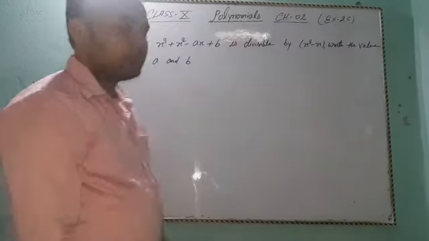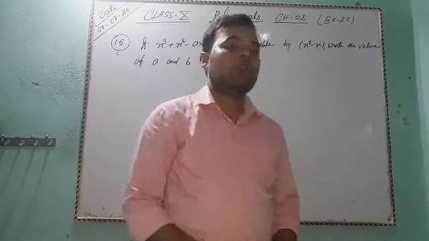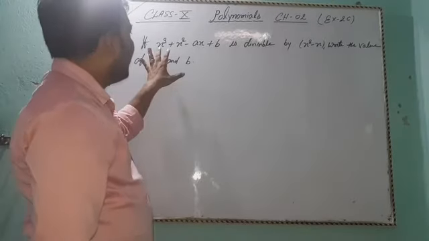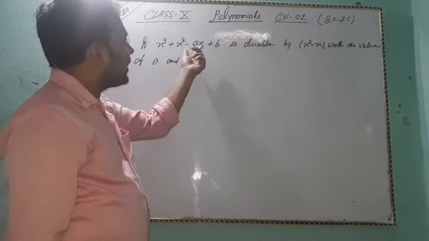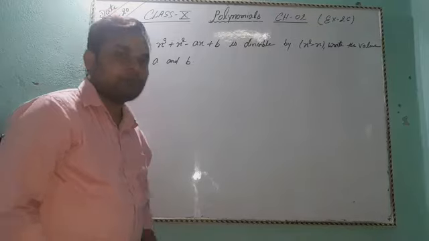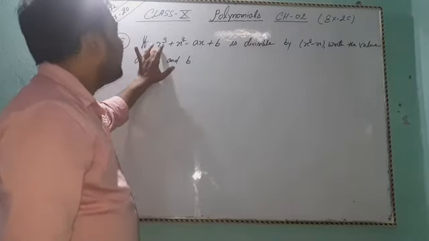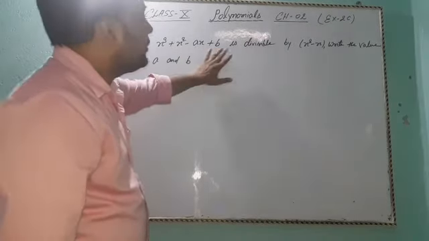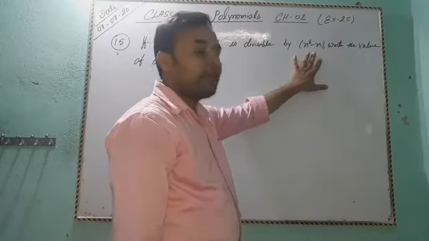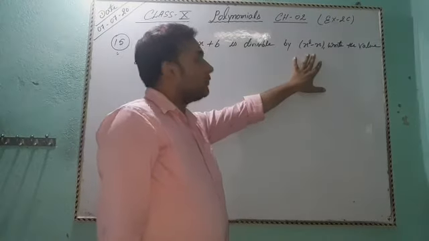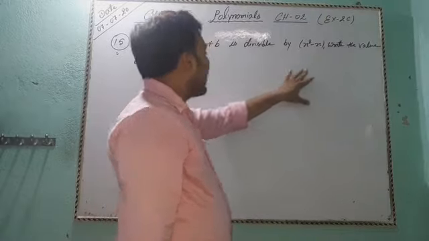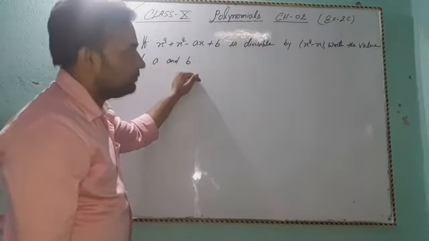Now students, our next question is question number 15: if x cube plus x square minus ax plus b is divisible by x square minus x, write the value of a and b.